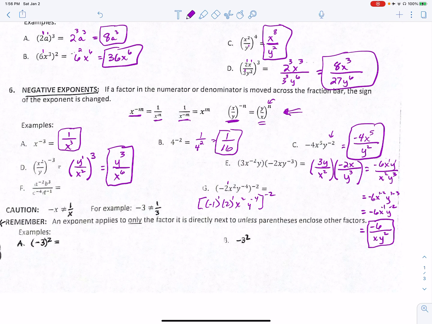And then so I can think of that as a negative 1 to the negative 2nd, 2 to the negative 2nd, x to the negative 4th, and then y to the 8th. And a negative 1 being squared is just going to be a positive 1. But I have this 2 to the negative 2nd, and that's going to end up being, let's see, I have enough room here.